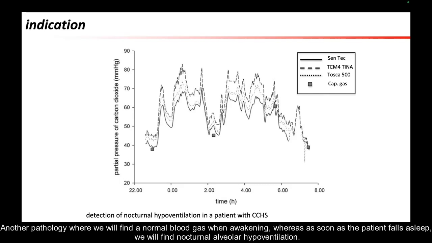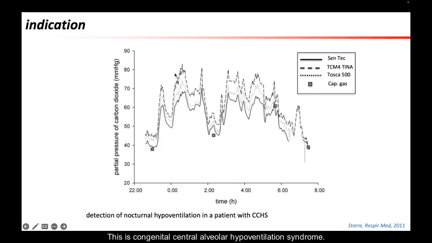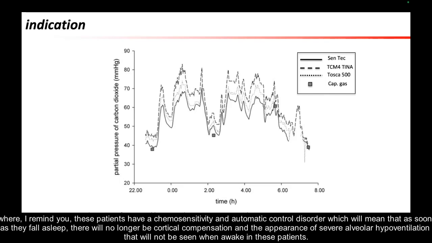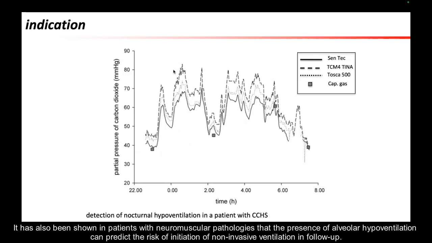Another pathology where we will find a normal blood gas when awakening, whereas as soon as the patient falls asleep, we will find nocturnal alveolar hypoventilation, is congenital central alveolar hypoventilation syndrome, where, I remind you, these patients have a chemosensitivity and automatic control disorder, which will mean that as soon as they fall asleep, there will no longer be cortical compensation and the appearance of severe alveolar hypoventilation that will not be seen when awake in these patients.